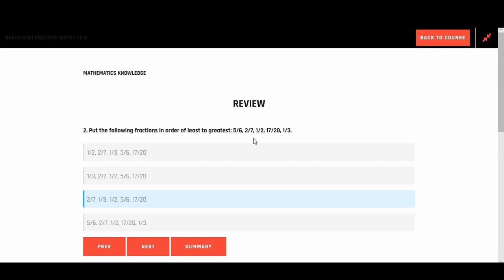So I like to get the fractions lined up for the ones I already know. I know 1/3 is the same as 0.333 repeated, so I'm going to drop that down somewhere right here. And I like to use decimals just to help me figure out what these other fractions are equivalent to. I know 1/2 is the same as 0.5, so that's going to be here ahead of 0.333. 5 over 6, 2/7, and 17 over 20, I don't know.